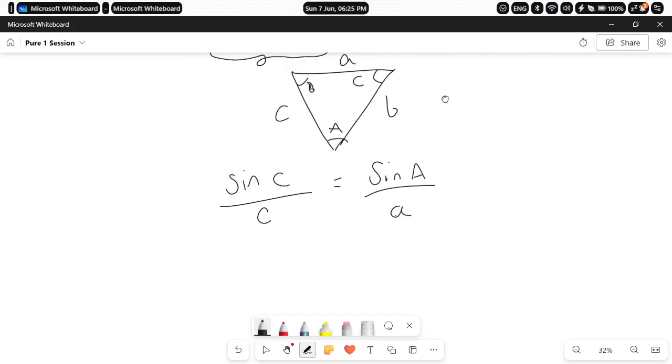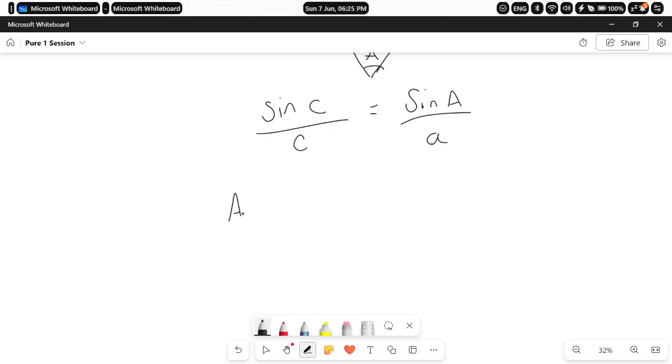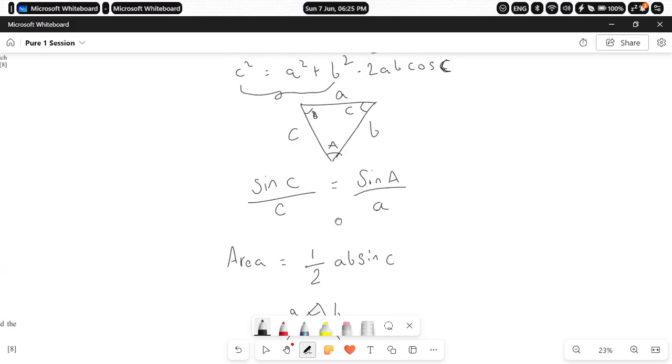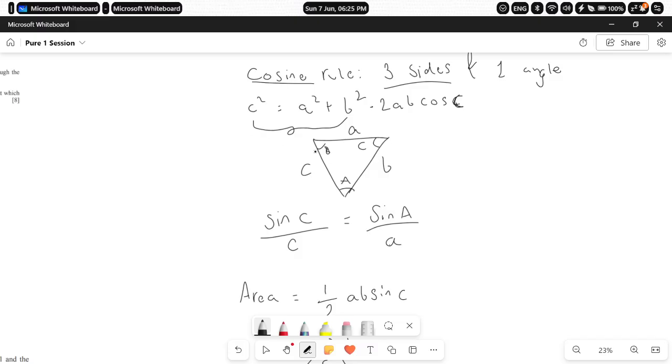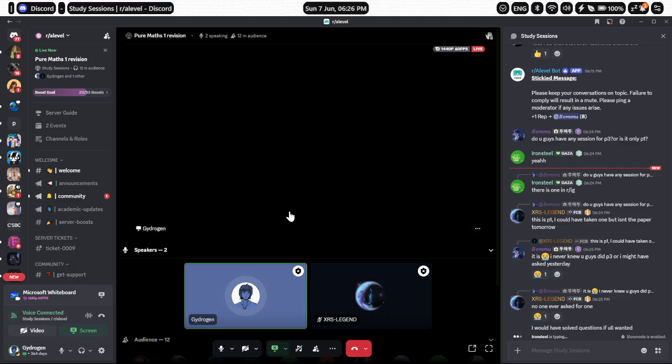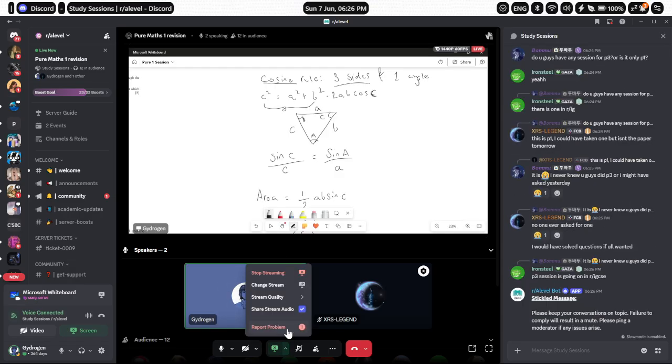Apart from this, also make sure that you know the fact that the area of a triangle is just half ab sine C, where a and b are two sides and C is the angle between a and b. So for circular measure, just make sure you understand the question properly. It's pretty easy as long as you know what to do. It's best if you know the formulas and just use a proper method to go about it.